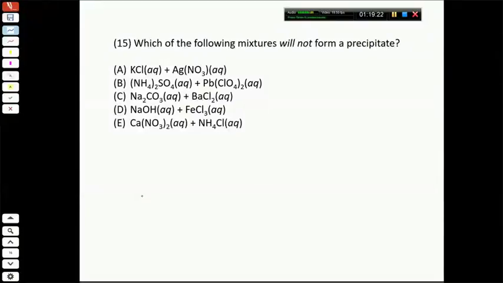All right, here we're looking for which of the following mixtures will not form a precipitate. So we're mixing together, in most cases, two ionic compounds, and we're trying to find which one will not form a precipitate. So the way we want to approach these problems about identifying precipitates in ionic reactions is, remember, we take the cation and the anion from the two pairs and we swap them with each other. So the cation from the first compound gets paired with the anion from the second, and the anion from the first compound gets paired with the cation from the second. We have to identify which of those combinations, if any, are going to be insoluble by using the solubility rules.